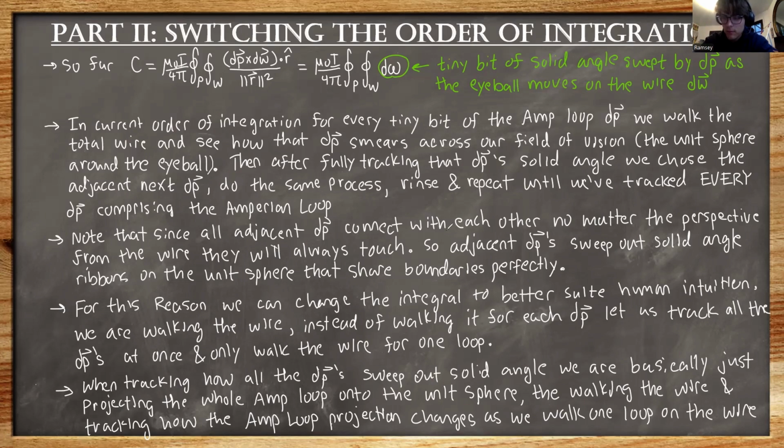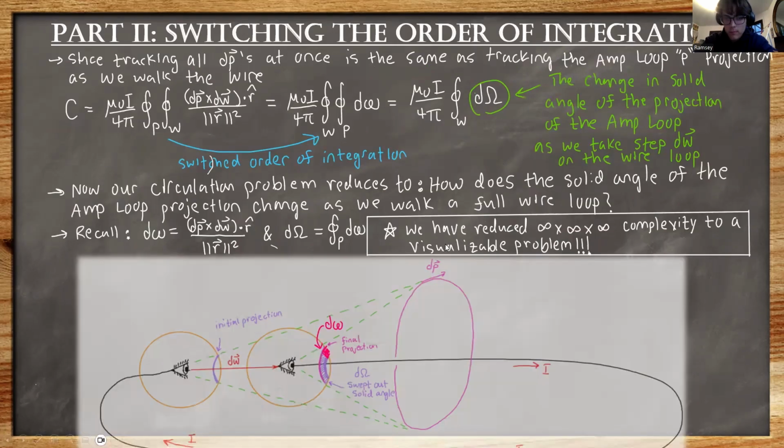So all we did there, and I think I'll show it in the next slide here, we switched the order of integration and we kind of talked through why it's valid to do. Since tracking all the DPs at once is the same as tracking the entire amp loop projection as we walk the wire, we can now switch the order of integration. Instead of walking the whole wire per every DP, now we look at the whole amp loop per every step on the wire. Okay. Totally valid to do. Yep. And in this case, we're going to come up with another name.